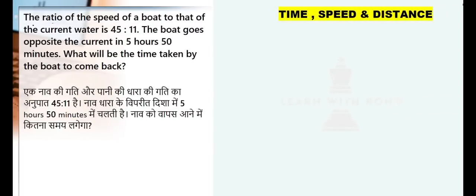See this one. The ratio of the speed of a boat to that of the current water is 45:11. So the boat speed to stream speed ratio is given as 45:11. The boat goes opposite the current, and opposite the current means upstream, in 5 hours 50 minutes. So they have given us the upstream time as 5 hours 50 minutes. They asked us to find the time taken by the boat to come back, which means the downstream time.